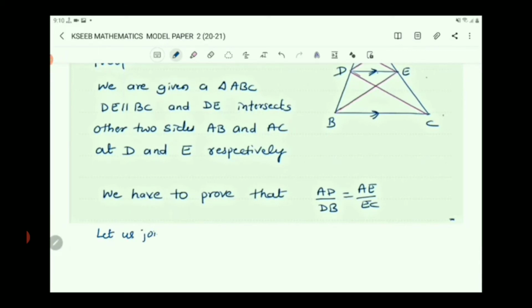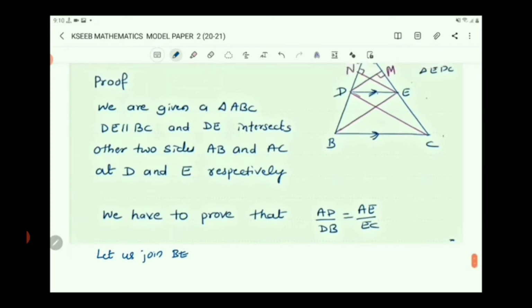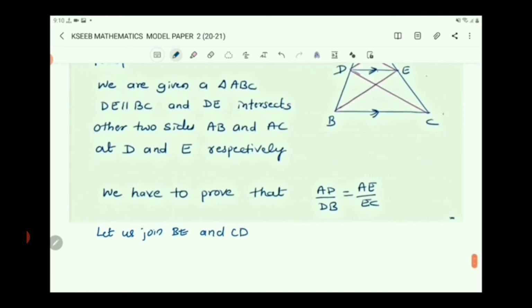Let us join DE and CD, and then draw EM perpendicular to AC and EN perpendicular to AB. That is the construction. What we have done, we have to write here.